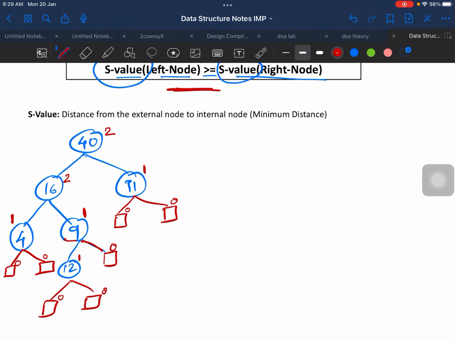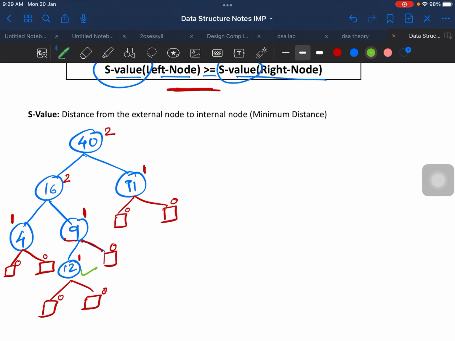Now guys, let's see whether it is a leftist tree or not. That we have to check. So 12: left child s value 0, right child s value 0. So left child s value is greater than or equal to right child s value. So this is a valid node, this is a valid node, this is a valid node. Now come to 9.